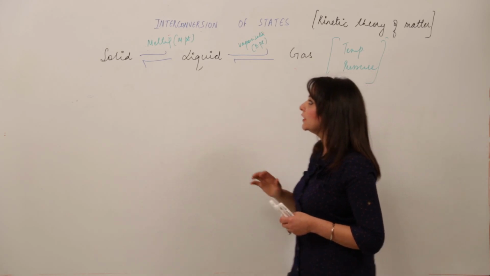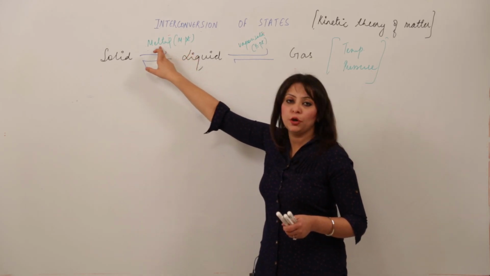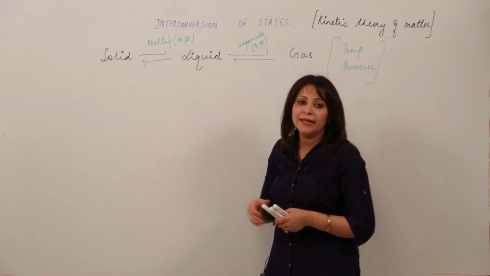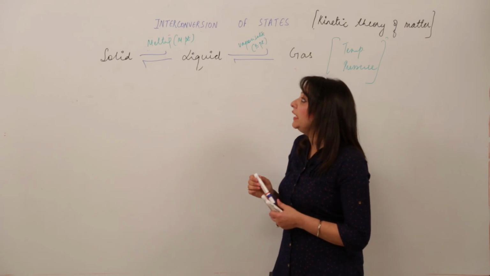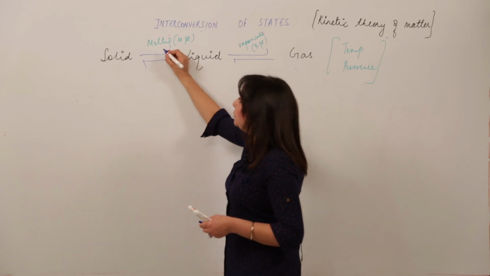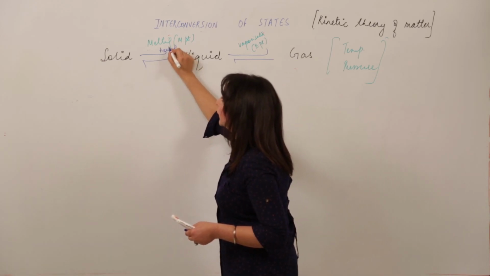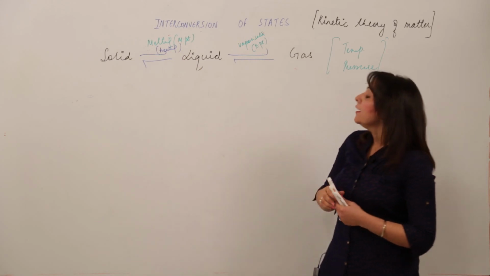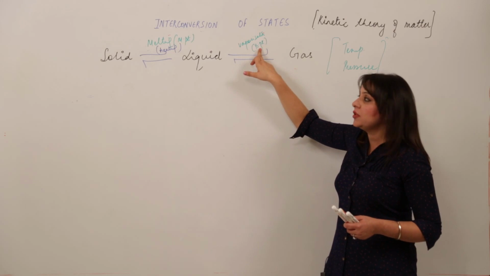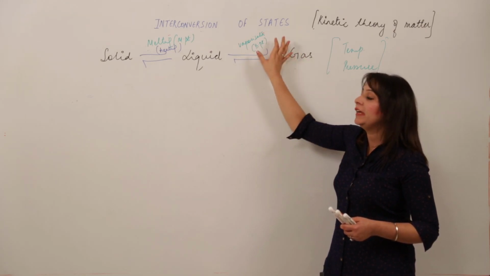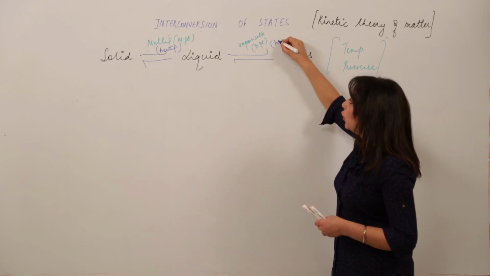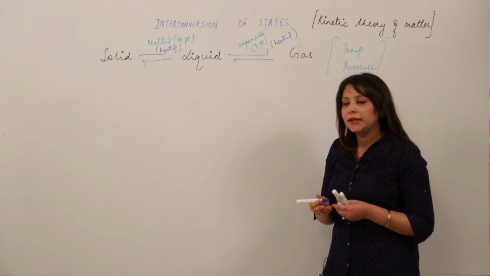I am repeating it for you. See, conversion of solid to liquid, the phenomenon is called melting. The temperature at which solid gets converted into liquid is called the melting point. We need to increase the temperature if we wish to convert solid to liquid, so this melting occurs on heating. Similarly, if we wish to convert liquid to gas, the phenomenon is vaporization. The temperature at which the liquid gets converted into vapor is called the boiling point. And again, it occurs on rising temperature, that is on heating.